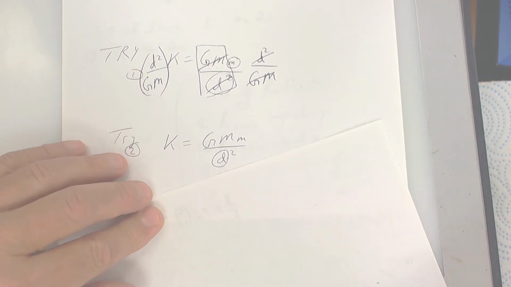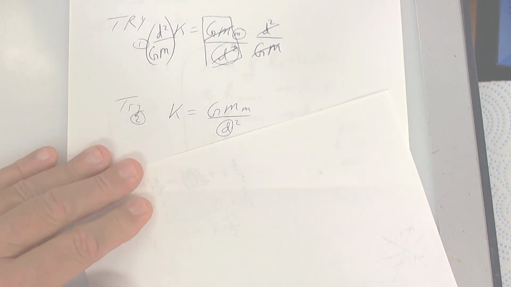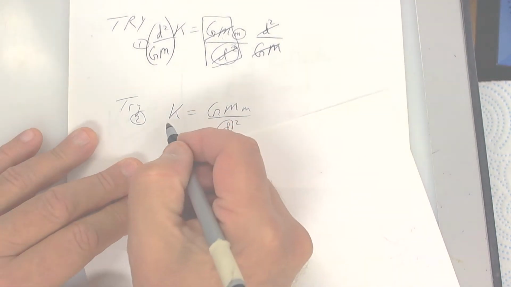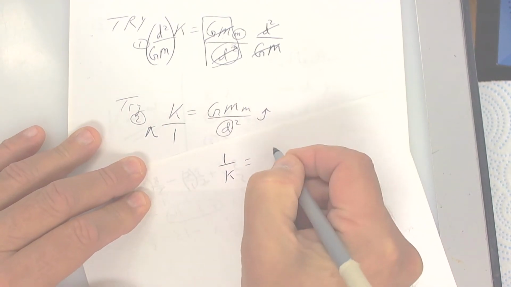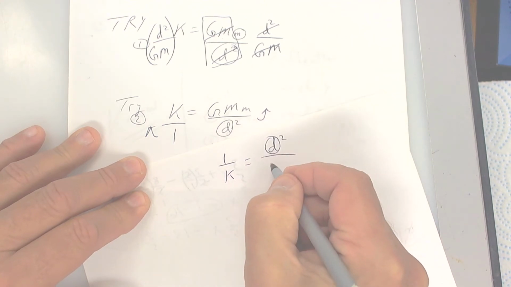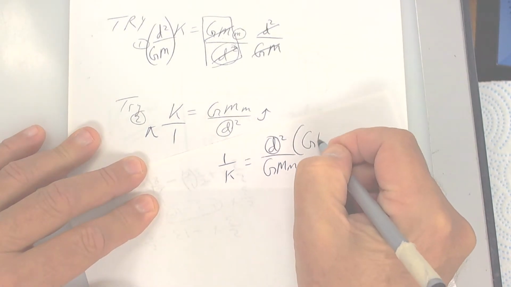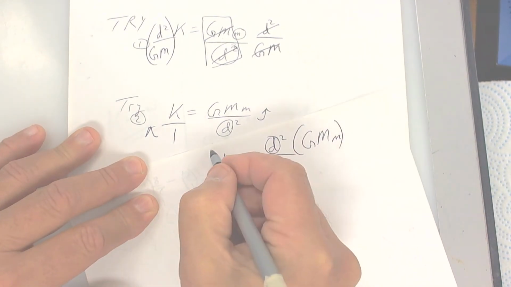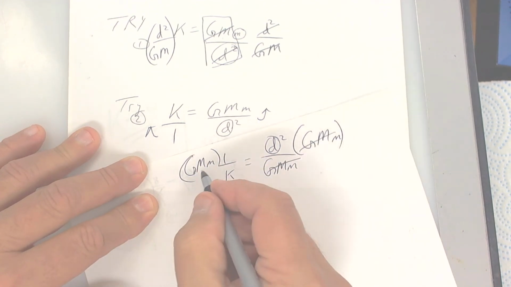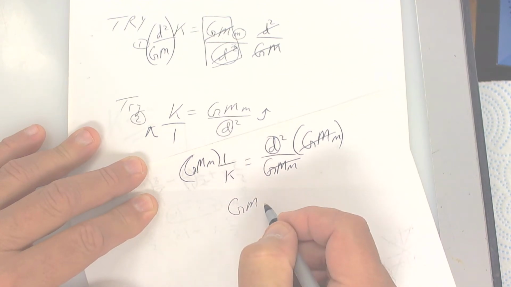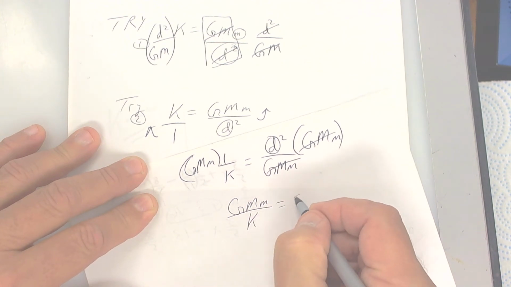All right, last one. Try this one. This one right here, the d squared is on the bottom, but we want it on the top. So I'd put a 1 under here and I'd flip them right away. So I'd get 1 over k is equal to d squared, just like that. Now I would multiply by gm little m, gm little m, and cancel that out. So I'm going to get gm over little m over k is equal to d squared.